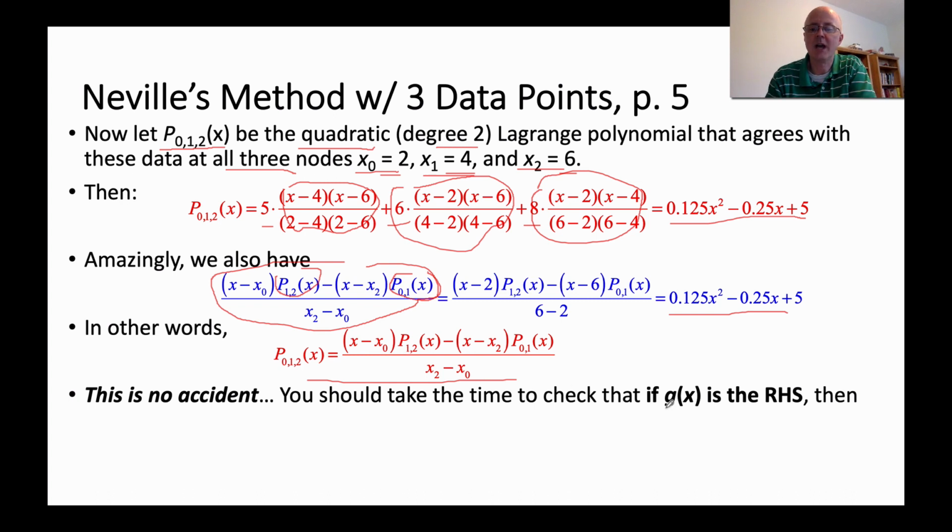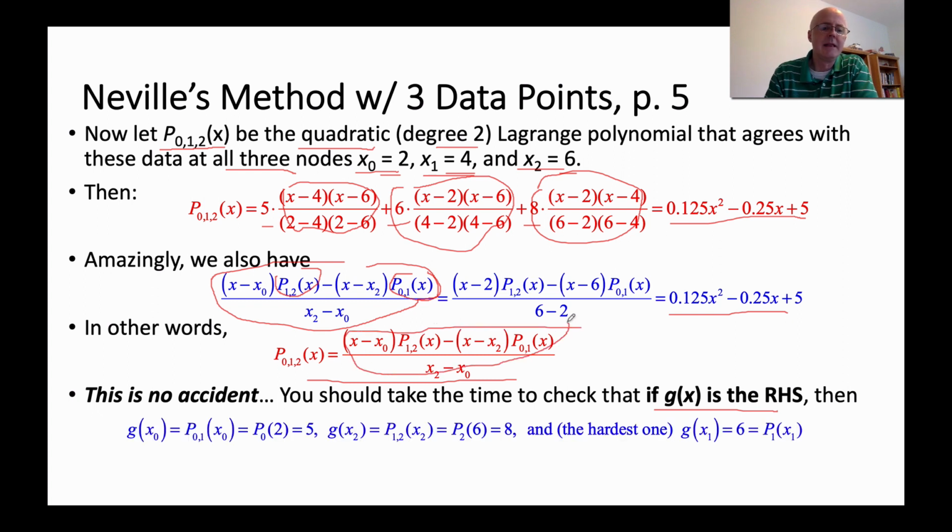You should take the time to check that if g of x is the right-hand side of this expression, this whole thing right here, that g of x0 is equal to the original function value at the 0th node, which is 5, and also equals these other things. G of x2 equals the original function value at the second node. The second node is x2 equals 6. Its output there was 8.